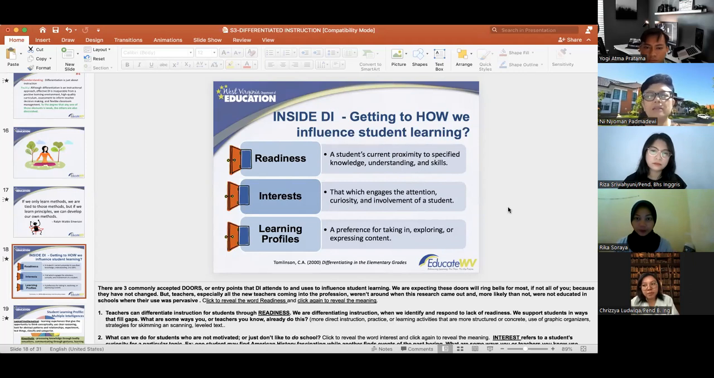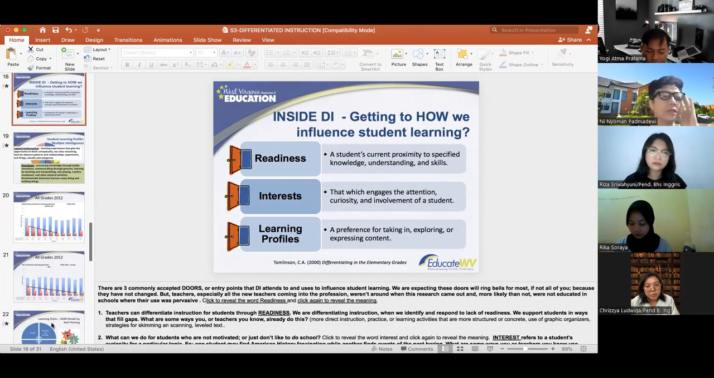Learning profile. You also have to understand how students are understood as having different learning profiles, for example. So you have to be able to consider those things in order to know how differentiated instruction must be done.